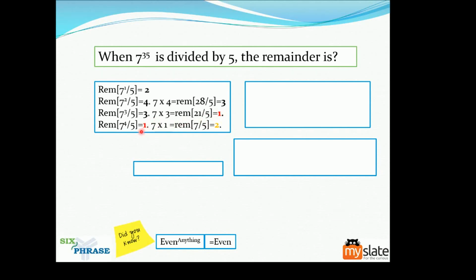For the next one, 7 power 5, 7 power 6, 7 power 7, 7 power 8. Easy to find, you think? No, right? So that is why you have to use this method. For 7 power 5, take the 7, multiply it by 1. What do you get? 7, right?